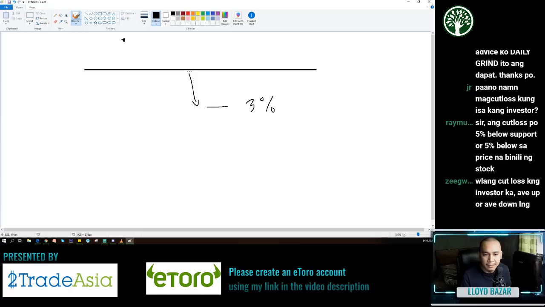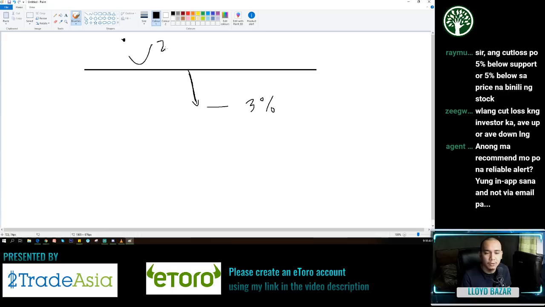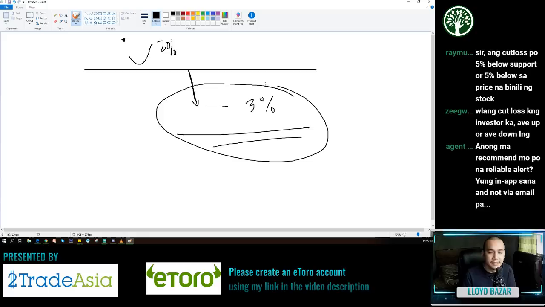So, I usually buy on the bounces, mga 2% ng bounce. So, overall, yung risk ko is around 5%. So that's my risk. That's my strategy when it comes to cutting losses. So I want you to be clear, it's -3% below support.